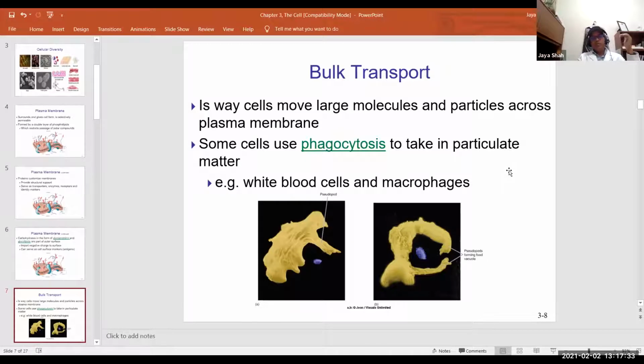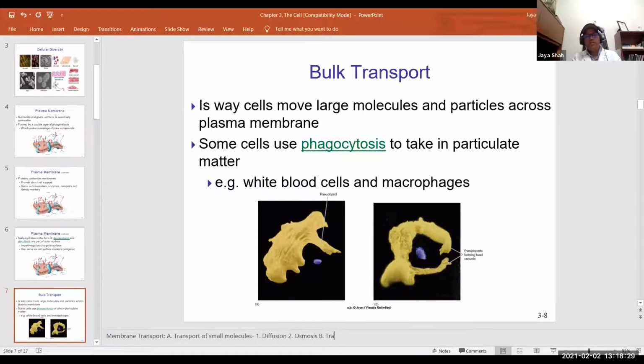Membrane transport. A, transport of small molecules, which includes diffusion and osmosis.